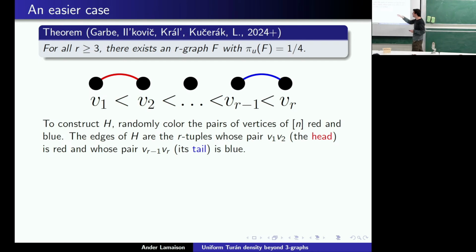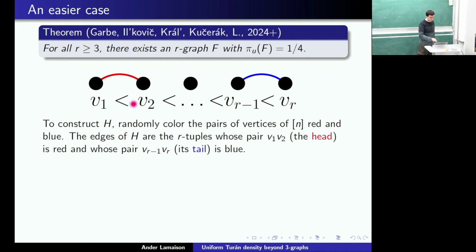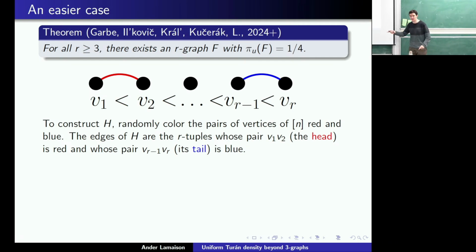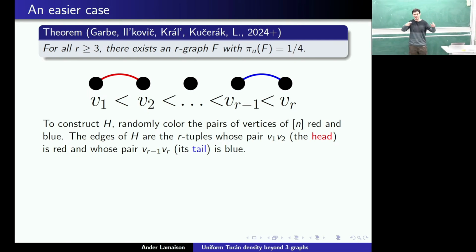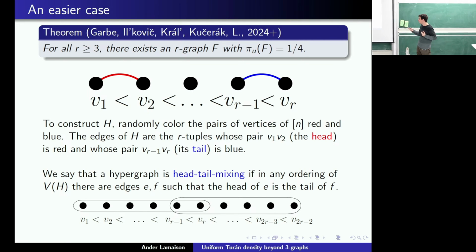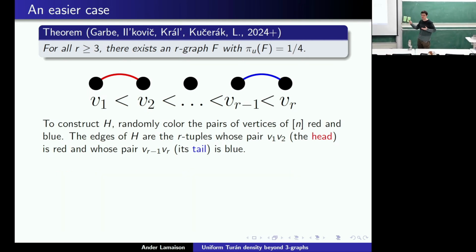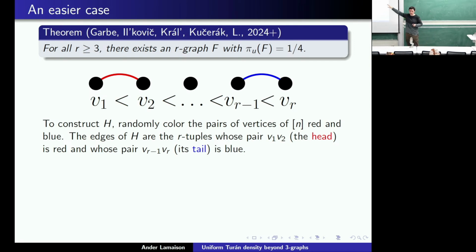And for an r-tuple of vertices, we are going to call the pair of the two leftmost vertices the head, and the two largest vertices the tail. So these are the head and the tail of an edge. And we are going to place an edge there if the head is red and the tail is blue. And you can see that the probability that we place an edge is indeed 1/4. And for the same reason, the hypergraph that you generate is going to be quasi-random. So you want to look for hypergraphs that do not appear here, but appear in anything that is strictly denser than this.